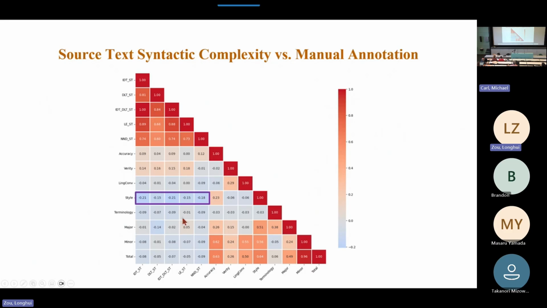Overall, we observe that as source text syntactic complexity increases, the number of style-related errors tends to decrease. However, these correlations are not statistically significant because our dataset is still small. We can expand on this in our future work.